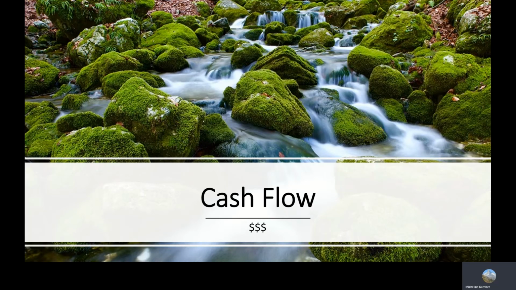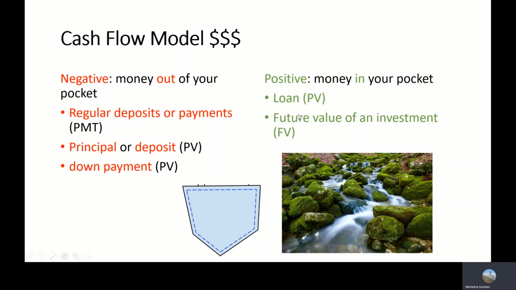The TVM solver uses a cash flow model of money, which may be a little counterintuitive at first, but here it is. Whenever money comes out of your pocket, it's considered negative. So in this case, whenever we're going to make a regular payment, that's going to be considered negative. Any money you deposit or any down payment you made is considered negative because it's coming out of your pocket. You are investing it, so it's no longer in your pocket.